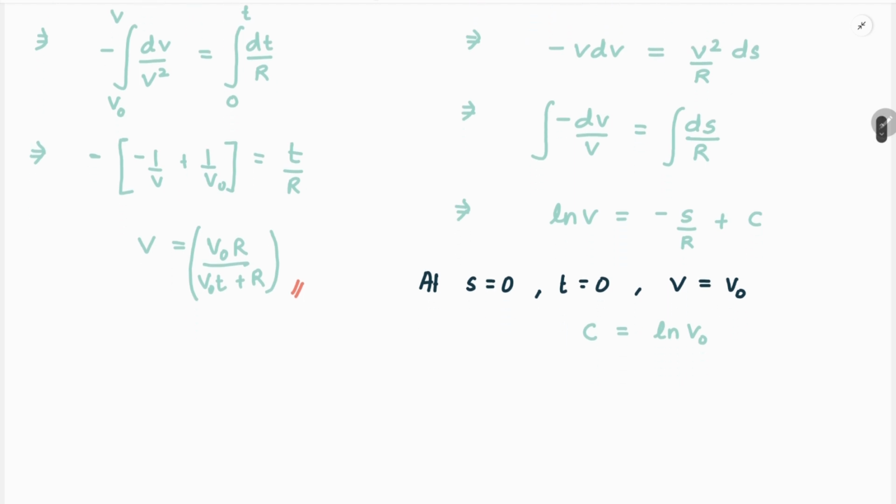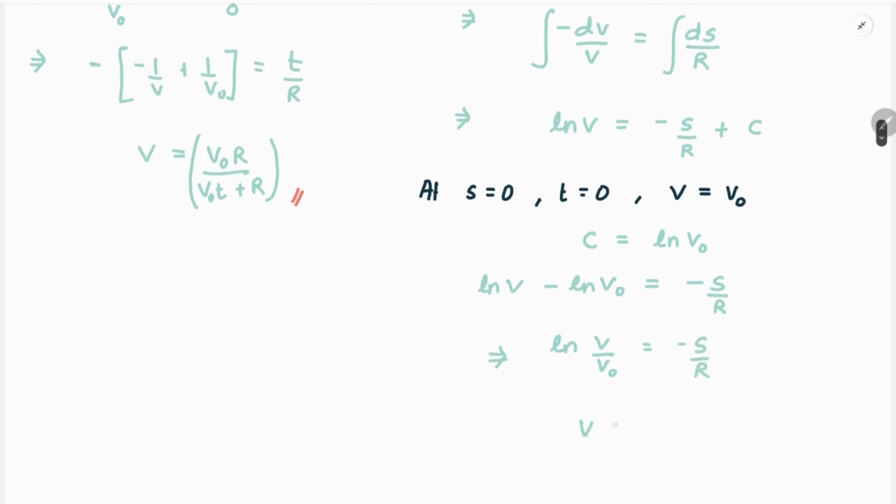So we can rewrite this expression as ln v minus ln v naught equals minus s by r, and therefore v by v naught equals e to the power minus s by r, and the final answer that we have is v equals v naught e to the power minus s by r. So this is the second part of the first problem which we have discussed.